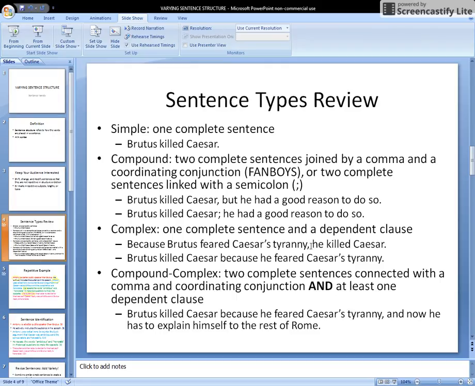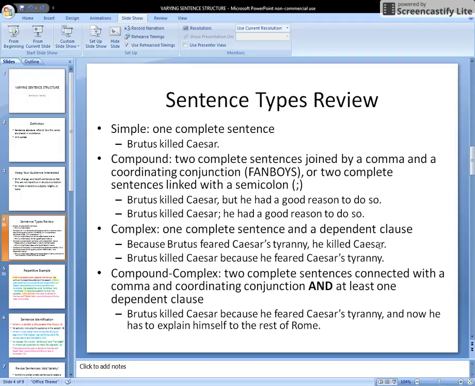Here, in the first one, the dependent clause comes before the independent clause, and that's why there is a comma. There's no comma in the second sentence because it is reversed. You have your independent clause with the dependent clause following it.